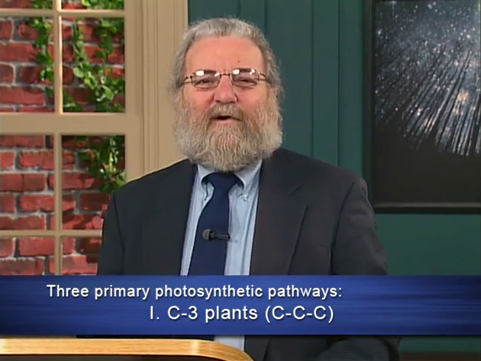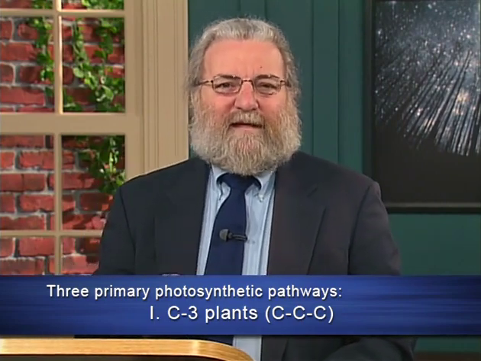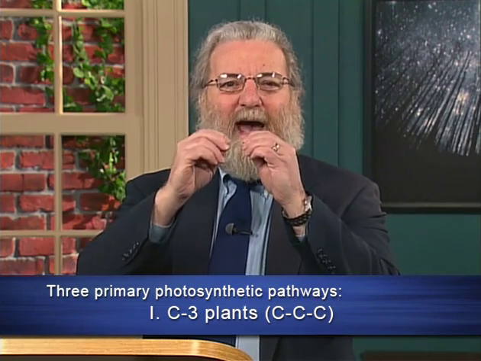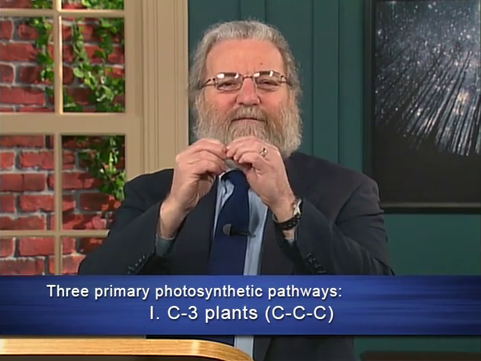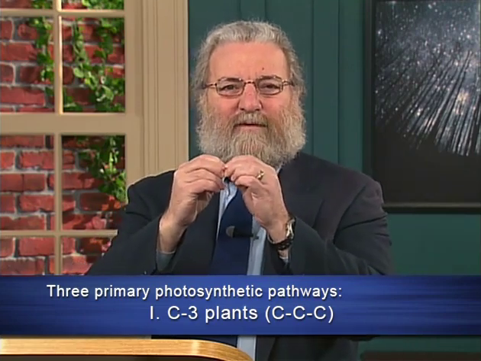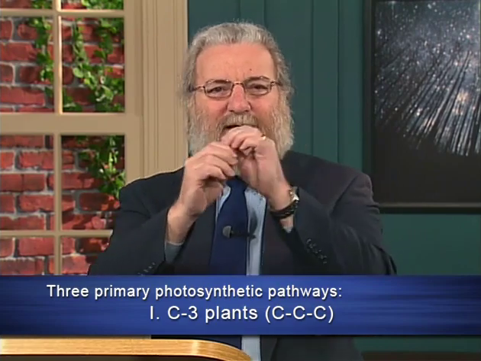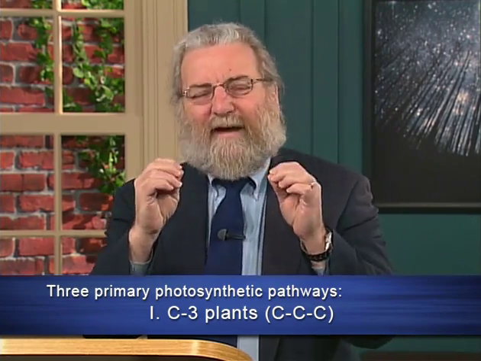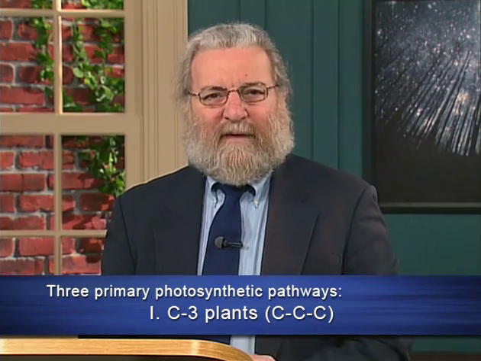The C stands for carbon in all cases, but 3 in this case stands for the number of carbon atoms that are linked together in the first step of the photosynthetic process. 3 carbons are linked in a little chain. Carbons are excellent at forming chains, which is why they are the basis of life. And most temperate plants and grasses and trees and shrubs and fruits and berries are C3 plants.